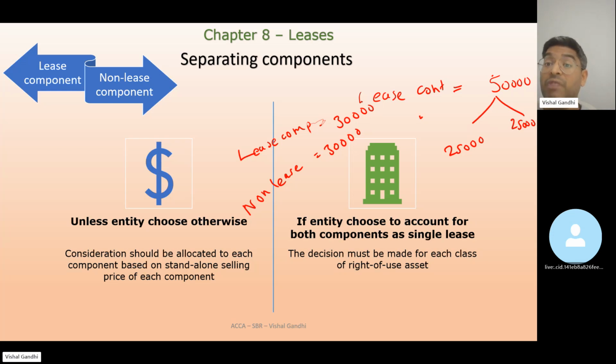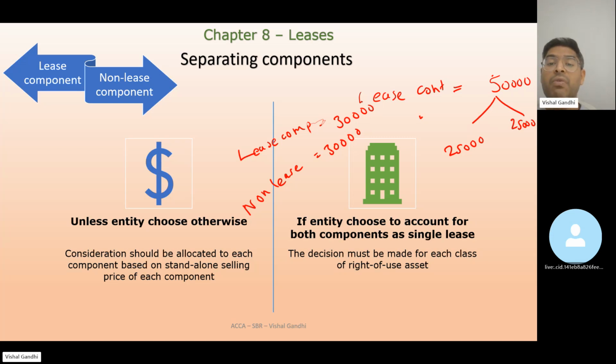But what will happen? If it is shown as a single lease, even the non-lease component will be included in the lease liability. So the company's liability will look higher. Definitely the asset will also look higher. The value of the right of use asset will increase and the value of the liability will also increase. Both.